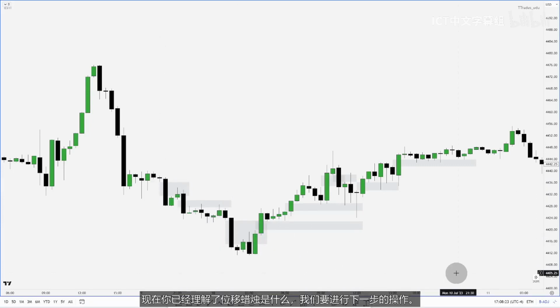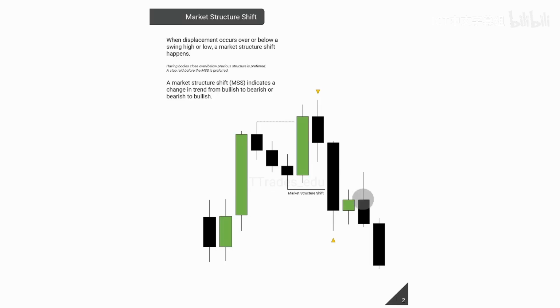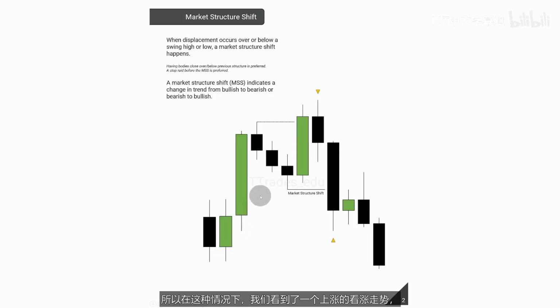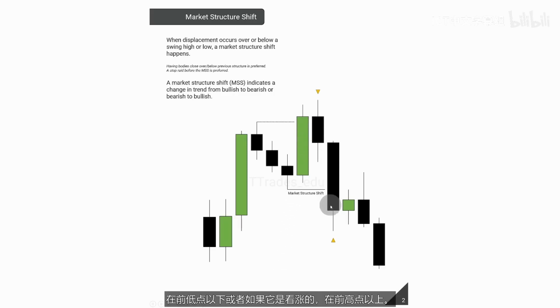So now that you have an understanding of what displacement candles are, we are going to take a look into what a market structure shift is. Now, a market structure shift is what indicates a change in trend from bullish to bearish or bearish to bullish. So in this case right here, we have a bullish move up, a market structure shift, and then the trend switches to bearish. Now, how do we identify this? We look for displacement below a previous low, or if it is bullish, above a previous high.